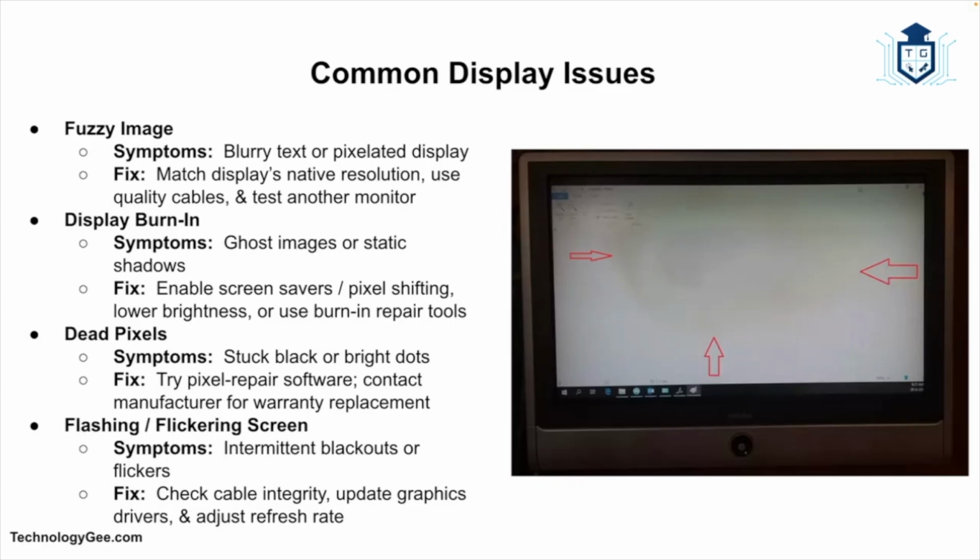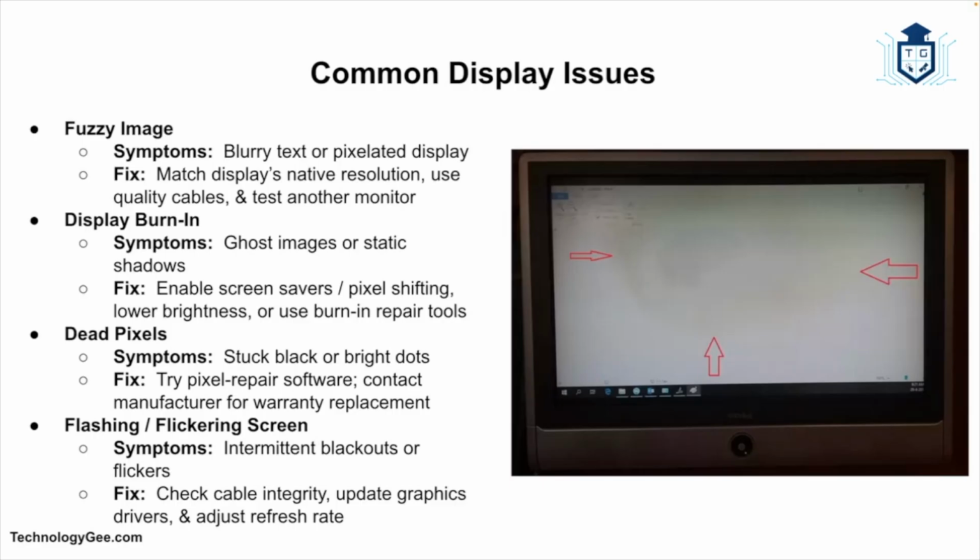You also have the issue of a flashing screen. So a flashing or flickering screen is a common issue that can be caused by problems with the cable, display, or the graphics card. And the symptoms are the display flashes, flickers, or dims intermittently, or the screen may go black and then turn back on at intervals. How you troubleshoot this is you want to check your cable connections.